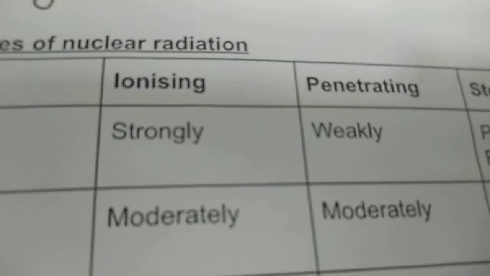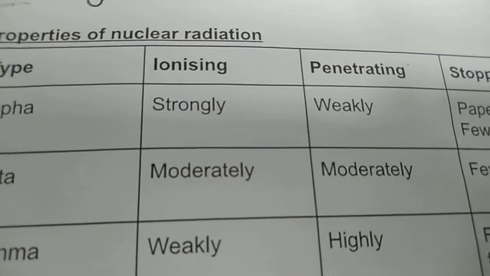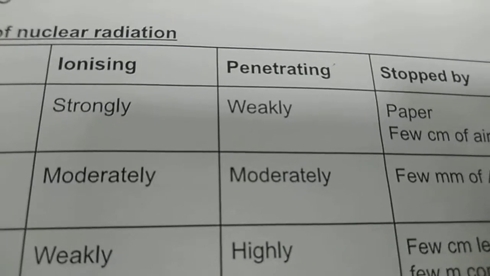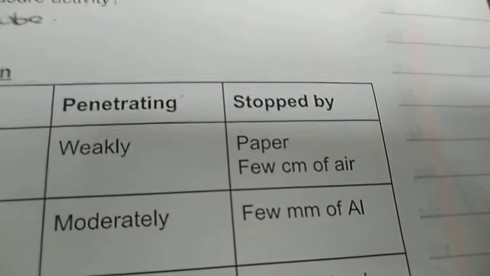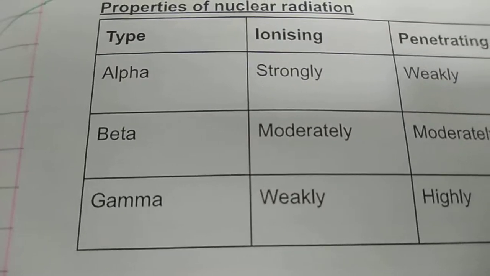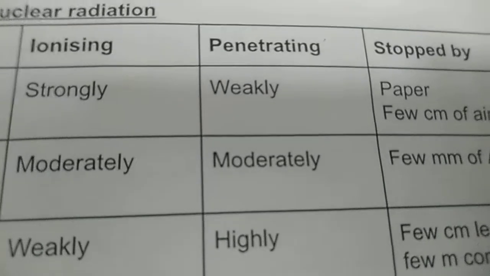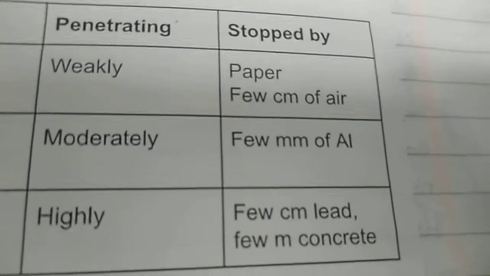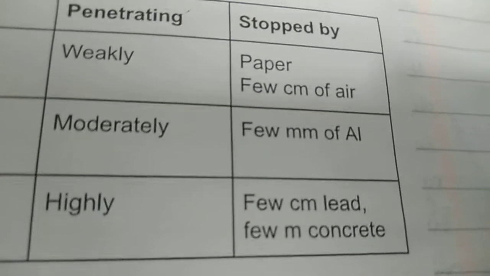Alpha is strongly ionizing, weakly penetrating, and can be stopped by paper or a few centimeters of air. Beta is moderately ionizing, moderately penetrating, and can be stopped by a few millimeters of aluminium. Gamma is weakly ionizing, highly penetrating, and can be stopped by a few centimeters of lead or a few meters of concrete.